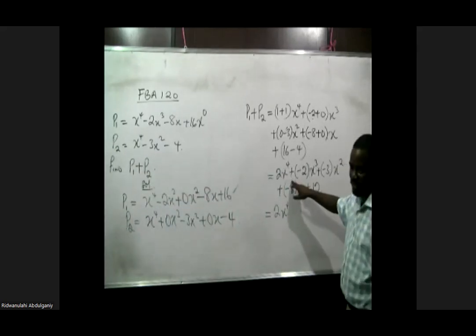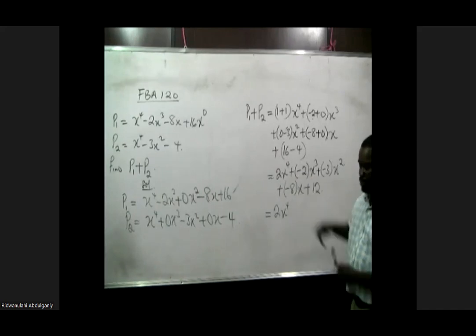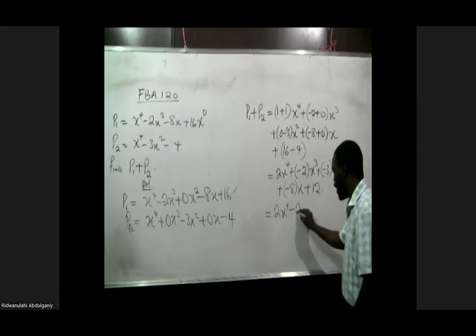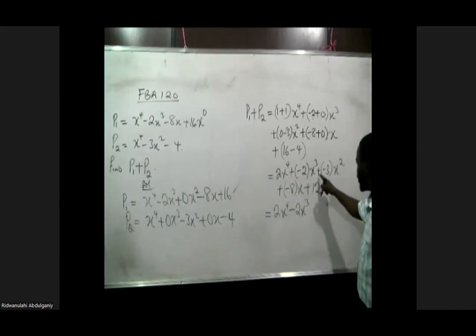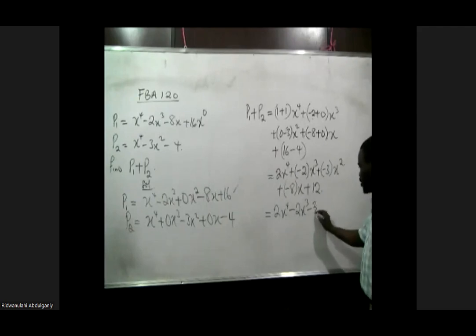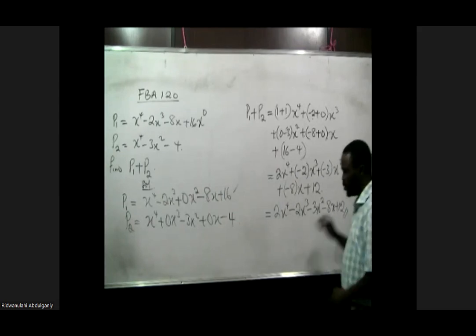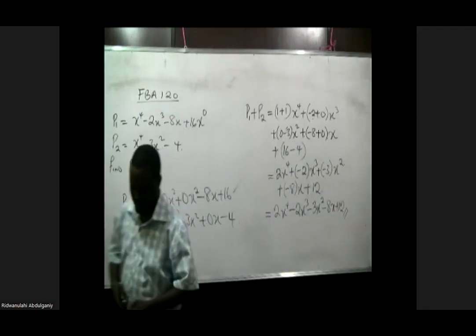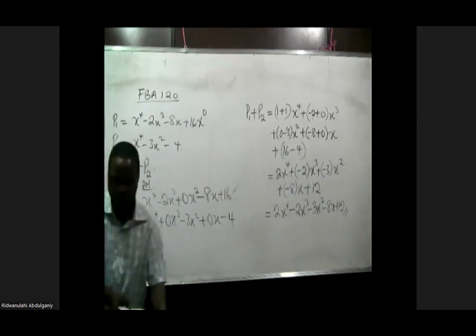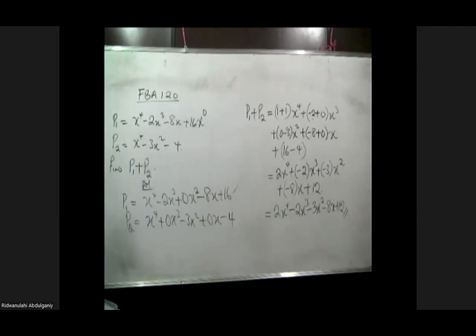A lot of responses came here. Plus times minus is minus. Then I have minus 2x cubed. Plus times minus is minus, minus 3x squared. Plus times minus is minus, minus 8x, then plus 12. That is the final result. Copy what you have down if you want to copy.